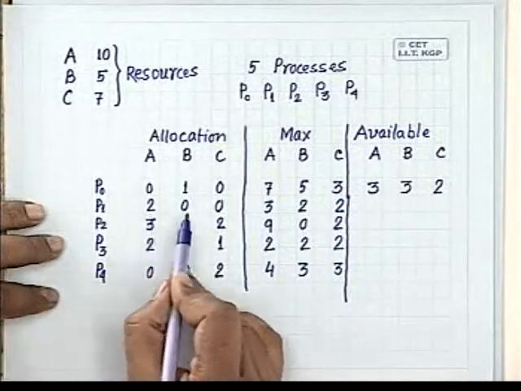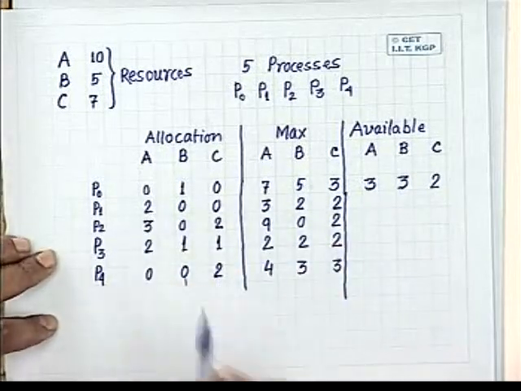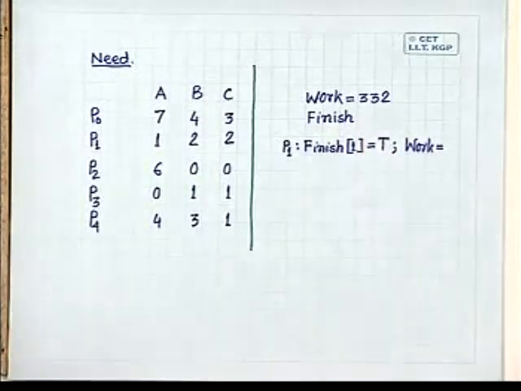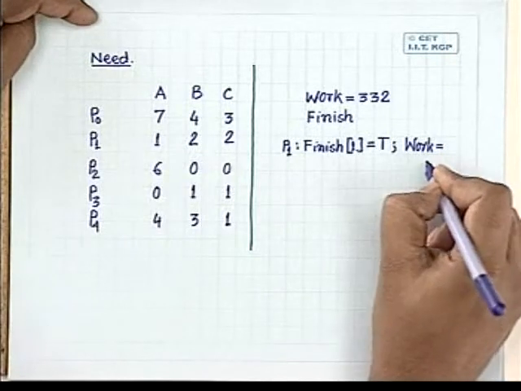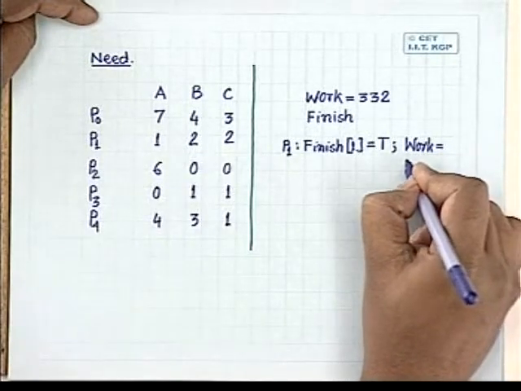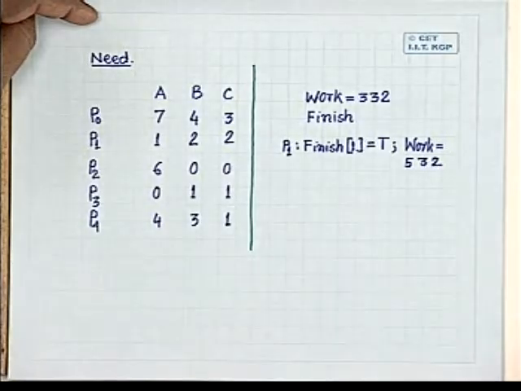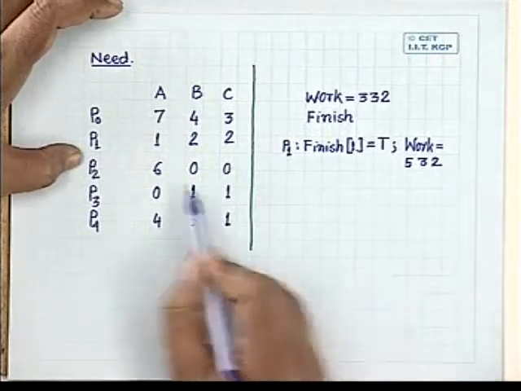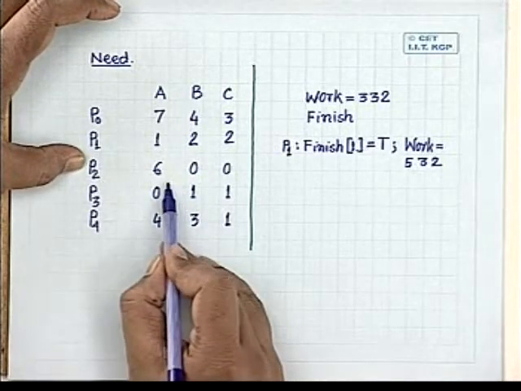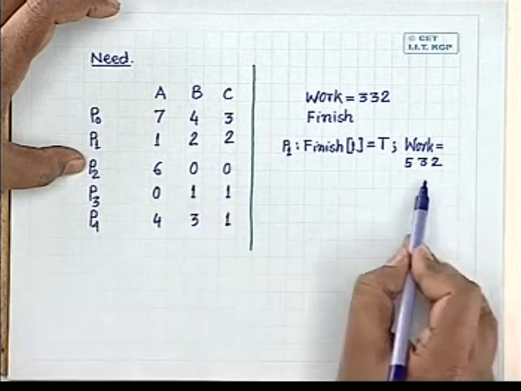Allocation 1 is 200. So our assumption is these resources will be released when P1 is complete. So simply work will be incremented by 200. That means after this your work vector will be 5, 3, 2. Okay, this is available. Now with this available, I come to P2. For P2, the requirement is 600, which is not less than or equal to this.